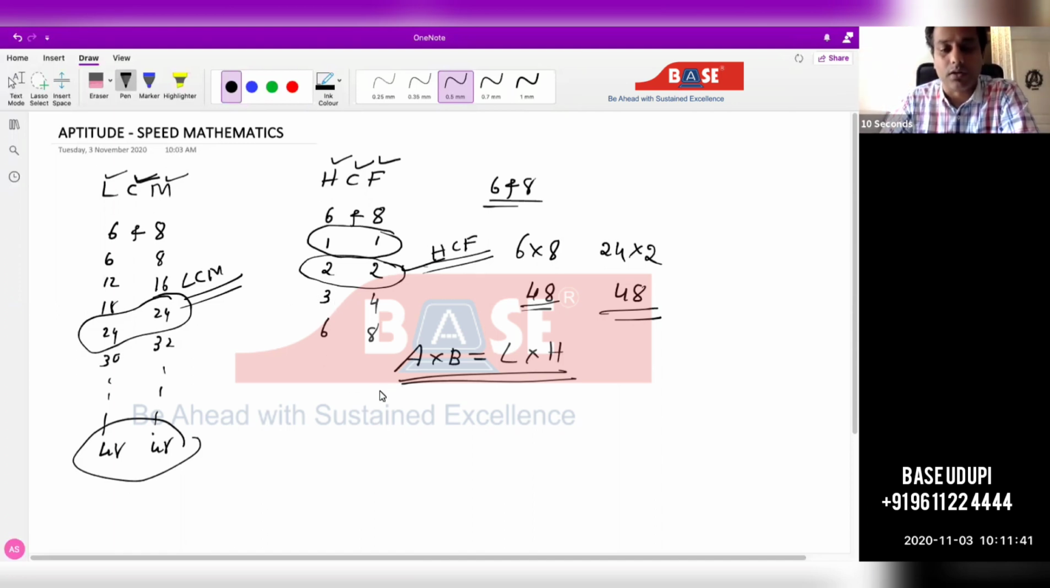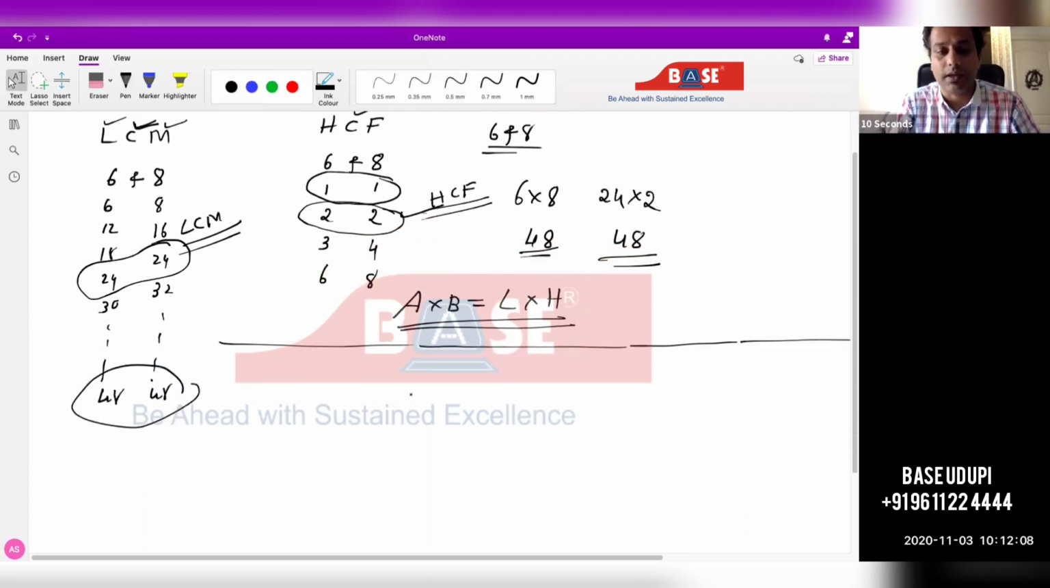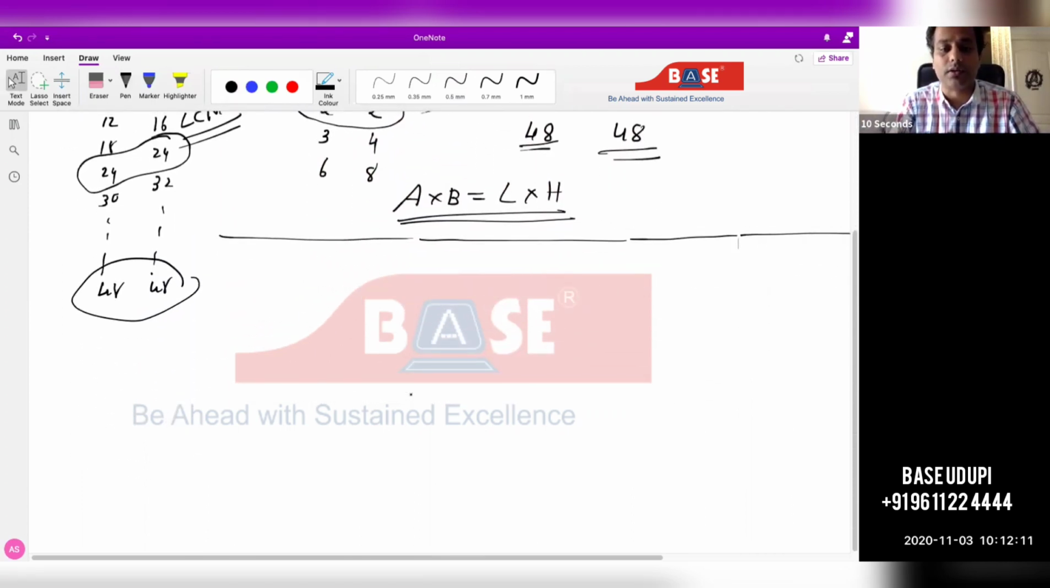Now let's take on shortcuts, how to do it without pen and paper in a few seconds. This video is all about shortcuts. If you haven't checked out the previous shortcuts on square root and cube root, you can check them out in the banner in the window. We are focusing on LCM and HCF today, so let's focus on the LCM and HCF shortcut.